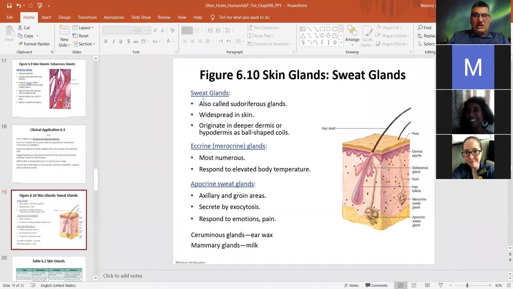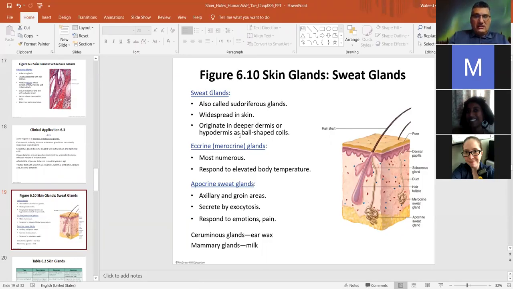Next are the sweat glands, and we talked about those before. They open to the epidermis. All the glands are in the dermis, by the way, but they open to the surface somehow. Except the sebaceous gland is not really opening to the surface. It opens to the hair, and the hair takes the secretion as it goes out.